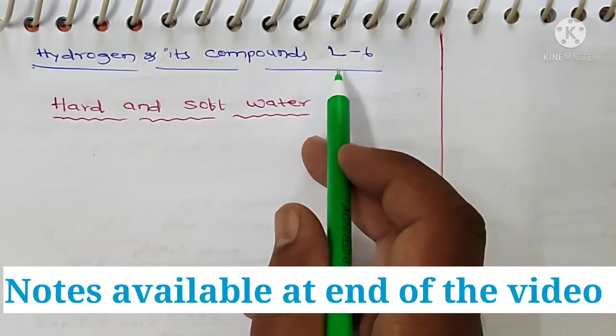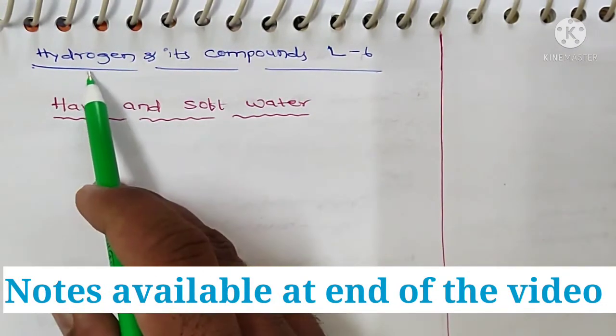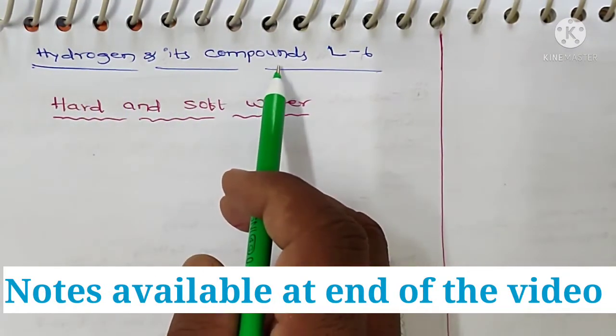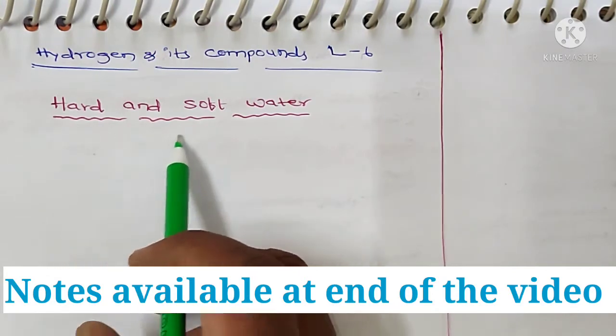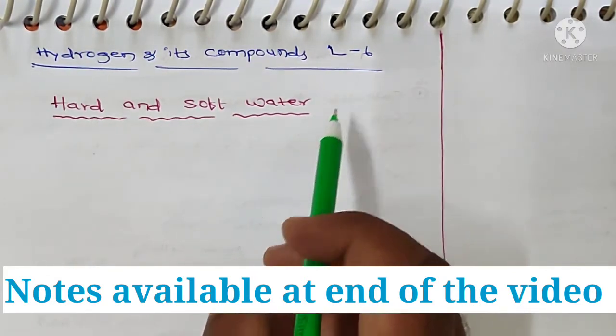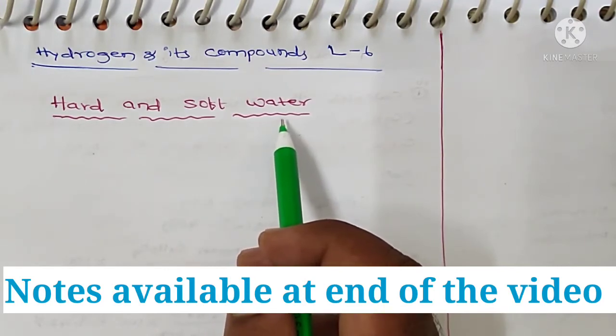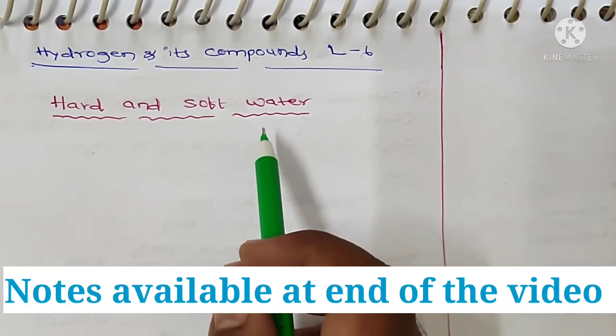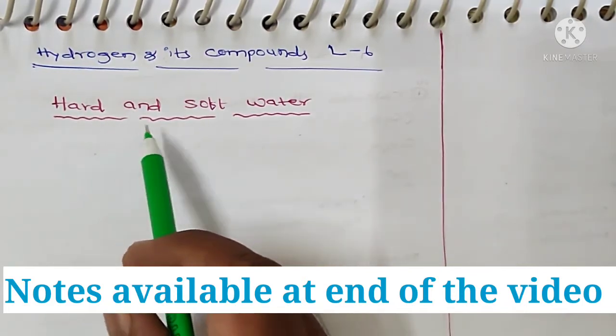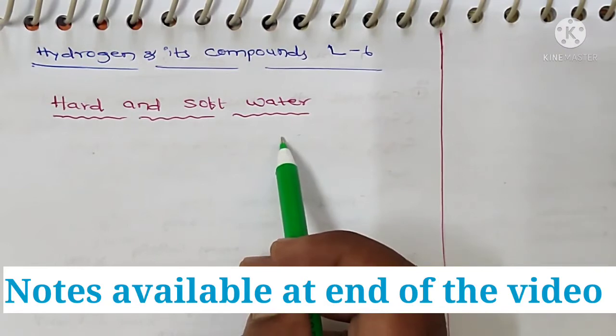Hello students, welcome to lecture 6 of hydrogen and its compounds. Our topic: hard and soft water. In the previous lecture we discussed the physical and chemical properties of water. Now we are going to learn about hard water and soft water.